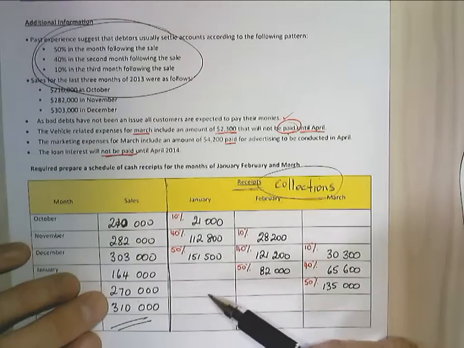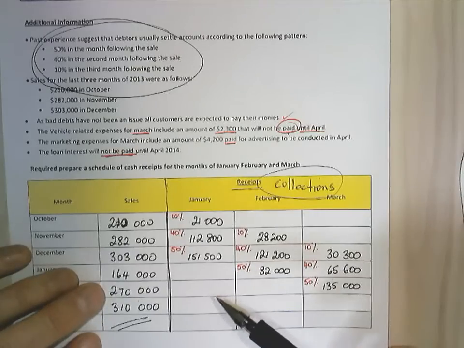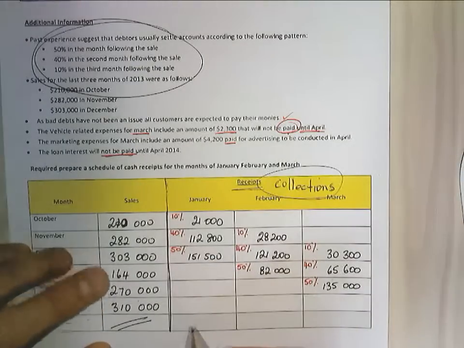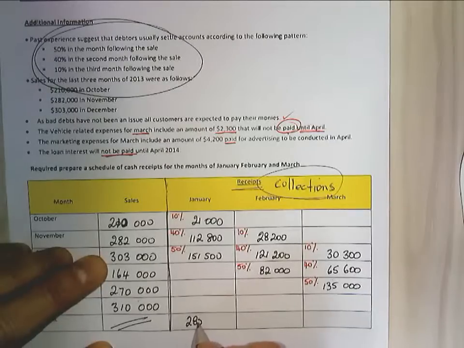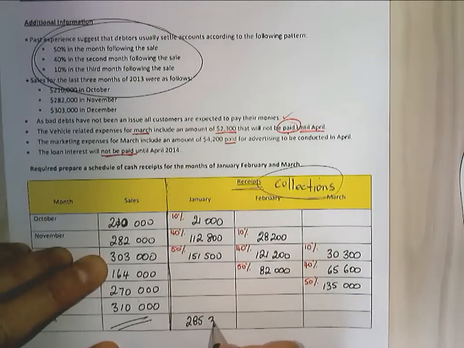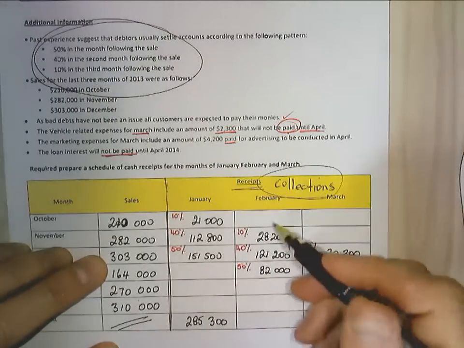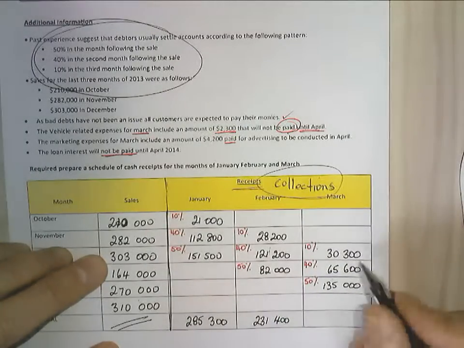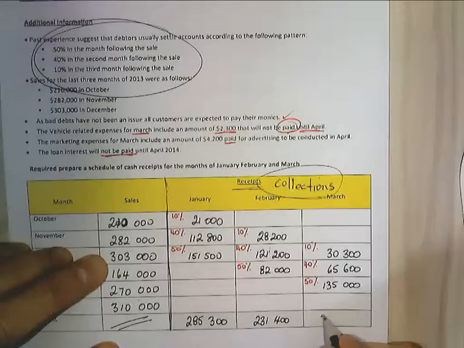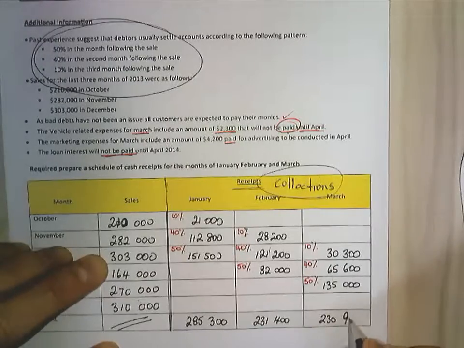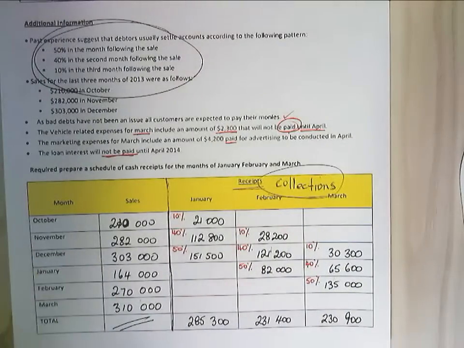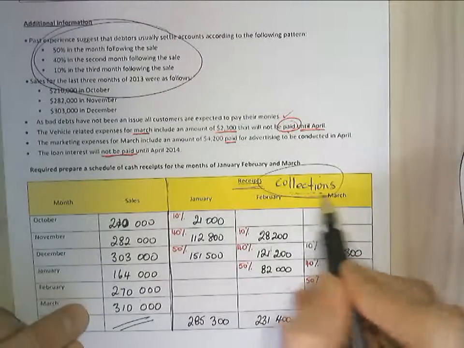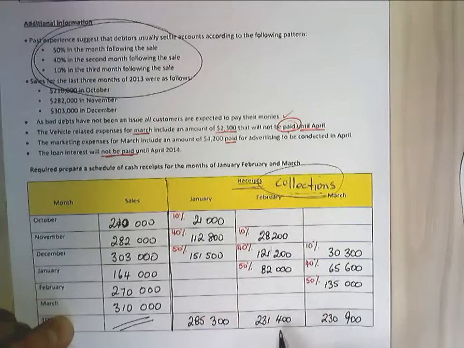Now I just need to total these to get my cash collections. So if I add that up, I'll get 285,200 or 300. If I add these ones up, I will get 231,400. And my last column, if I add this up, is 230,900. And that's how you prepare your cash receipts, or my cash collections. So these will be my cash inflows for January, February and March.